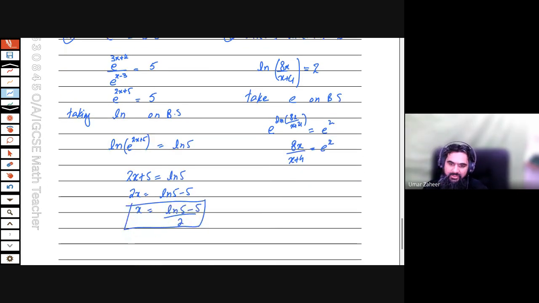Now from here, I just want to make x the subject. It will be 8x is equal to x into e power x. Not x, it is 2.